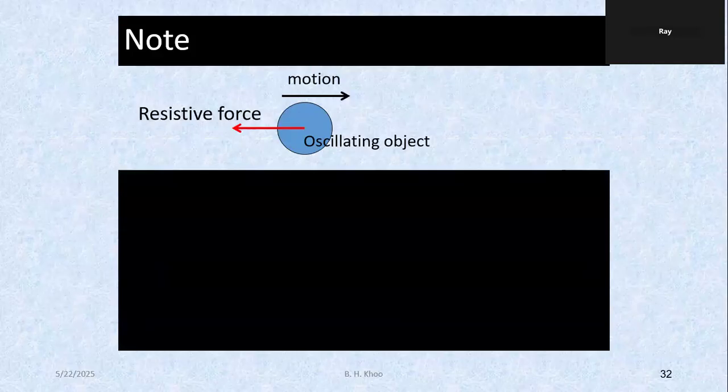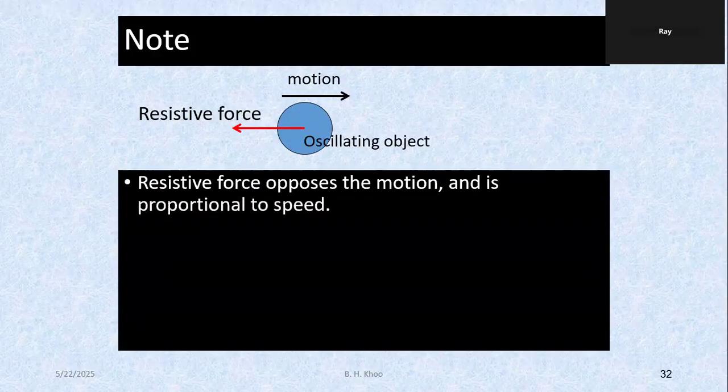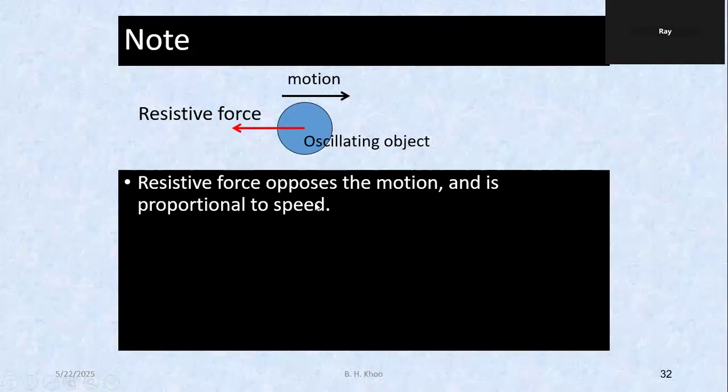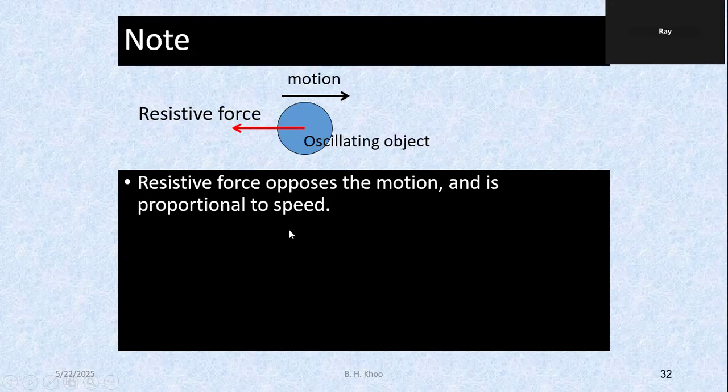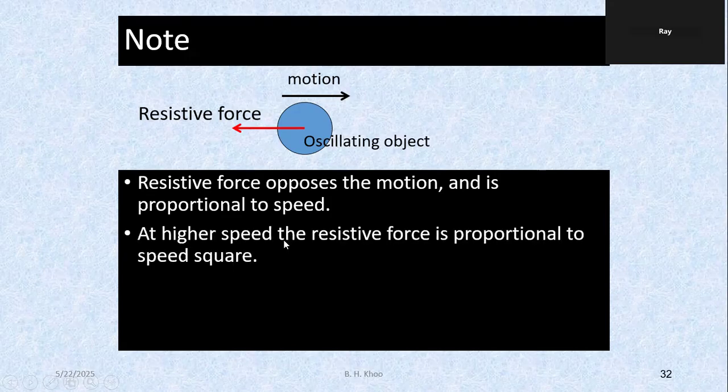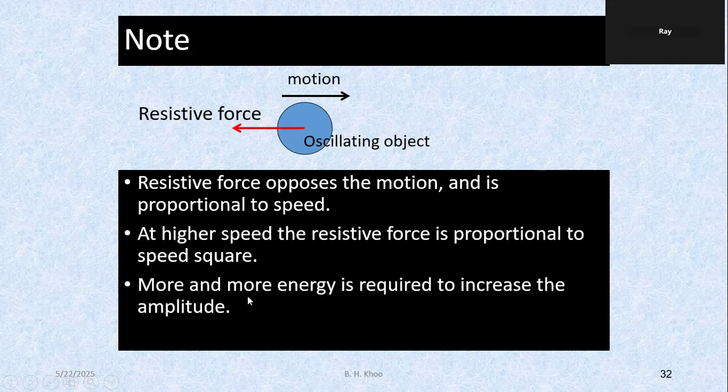Okay, this is extra knowledge only. Nothing much in the syllabus. That's a resistive force on an oscillating object moving to the right, and it's proportional to the speed. At higher speed, that resistive force is proportional to speed squared. More and more energy is required to increase the amplitude.